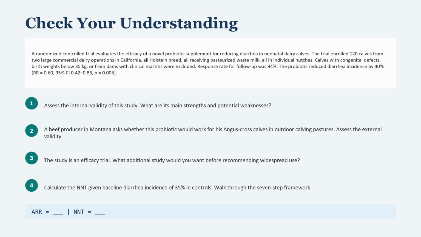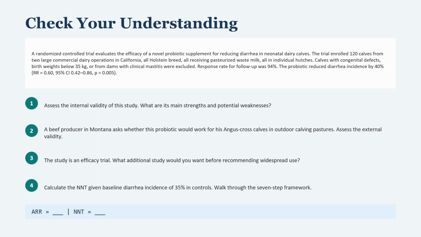Question 2, external validity for the Montana beef producer. Multiple important differences. Breed, Holstein versus Angus cross. Nutrition, pasteurized waste milk versus nursing dam. Housing, individual California hutches versus outdoor Montana pastures. Geography and season, California commercial dairy versus Montana spring calving beef operation. Conclusion, external validity for this producer's situation is limited. The study population and its operation differ in breed, nutrition source, housing, climate, and production system.